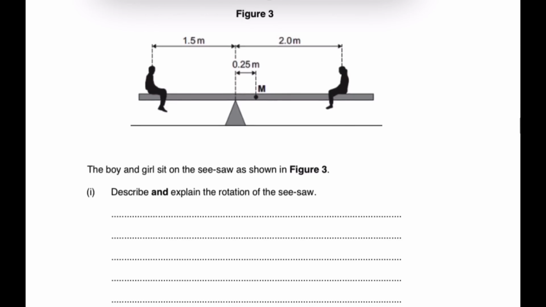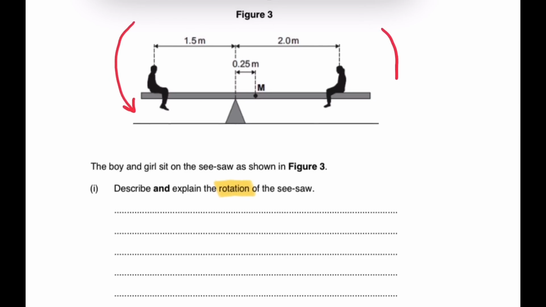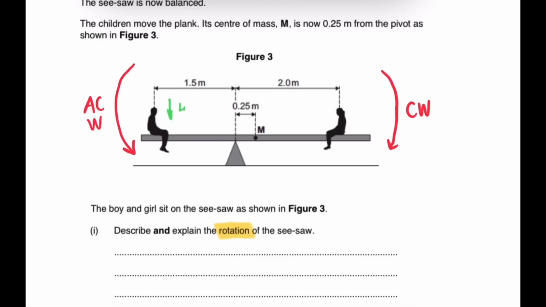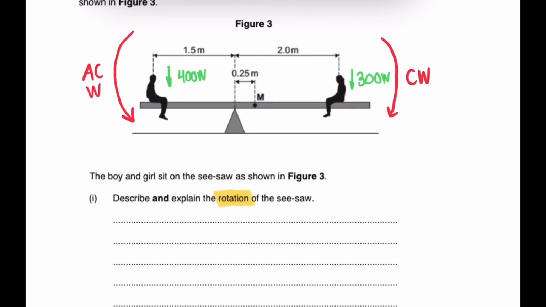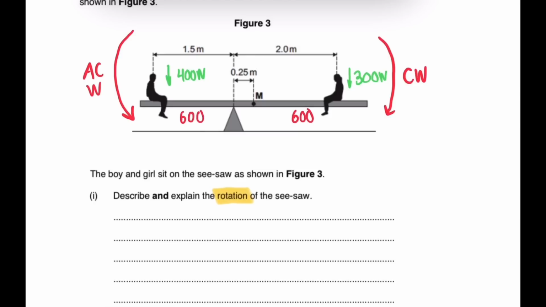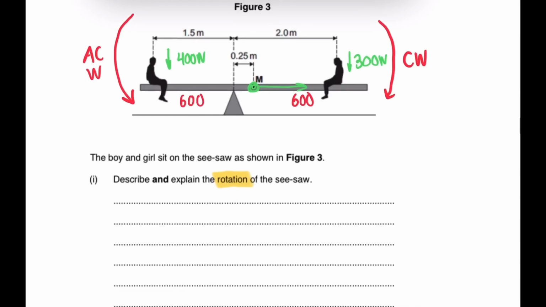So in this question, they are asking us to see whether it's going to go anti-clockwise or if it's going to go clockwise. We know that this guy is 400 Newton and we know that this girl is 300 Newton. So if you want, you can carry out a quick calculation. So we saw that this one is 600 and this girl would be also 600. But because the center of mass is closer to her, this means it is going to go clockwise.